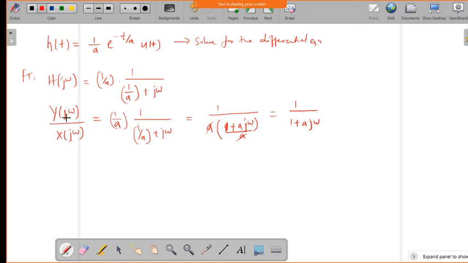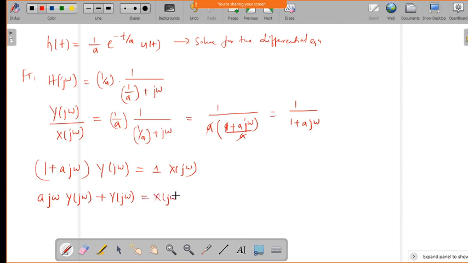Now we know the ratio, so cross multiply. We get 1 plus a j omega into y of j omega equal to 1 into x of j omega. Multiplying out, you get a into j omega into y of j omega plus y of j omega equal to x of j omega. Now taking the inverse Fourier transform, we can express this as a differential equation.